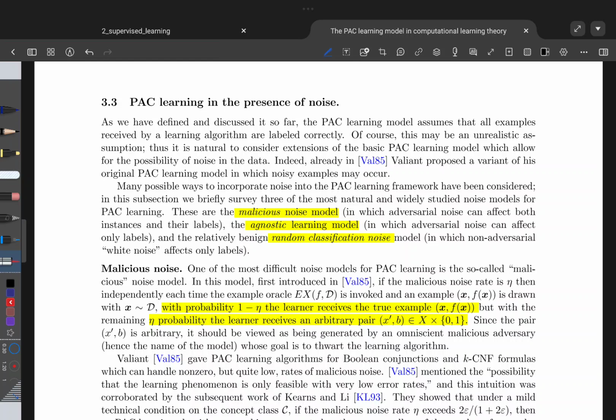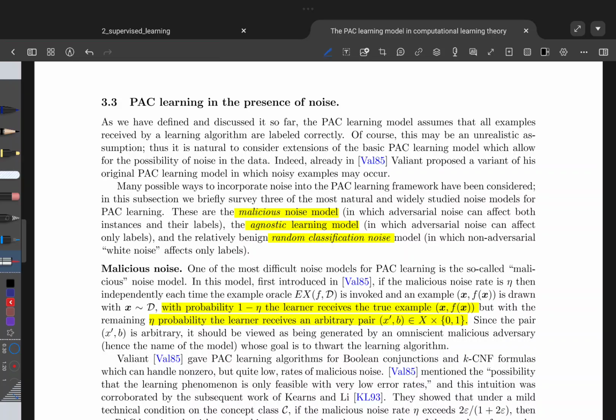The distribution could be chosen arbitrarily, but conditioned on this distribution, an adversary could potentially choose the distribution, but given this distribution, the samples are IID. But then you can look at other models as well.